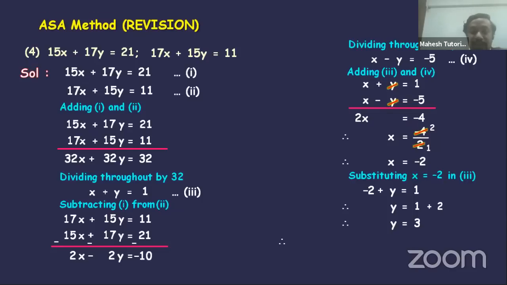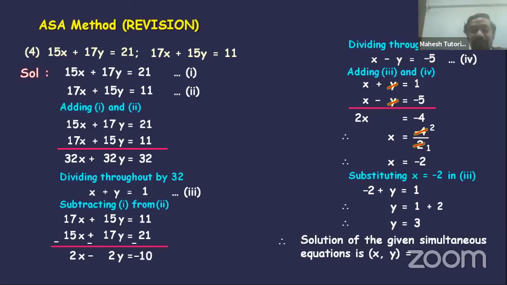So now let us write down the final statement. Therefore, the solution of the given simultaneous equation is x comma y. What is the value of x? -2. And what is the value of y? 3. Perfect. I hope so, students.